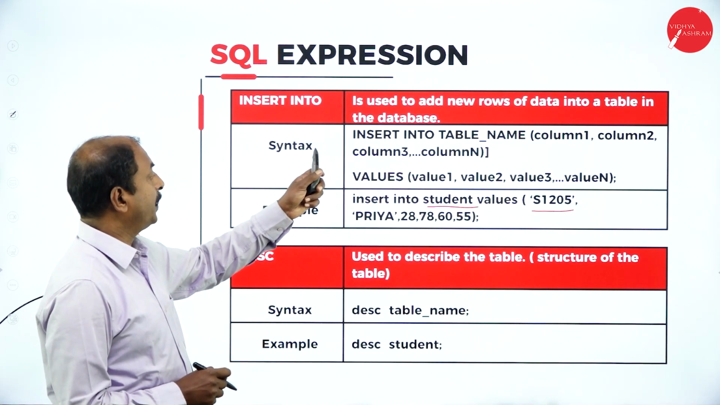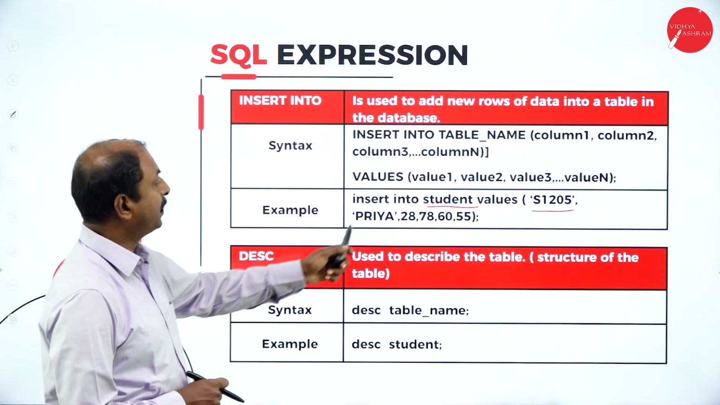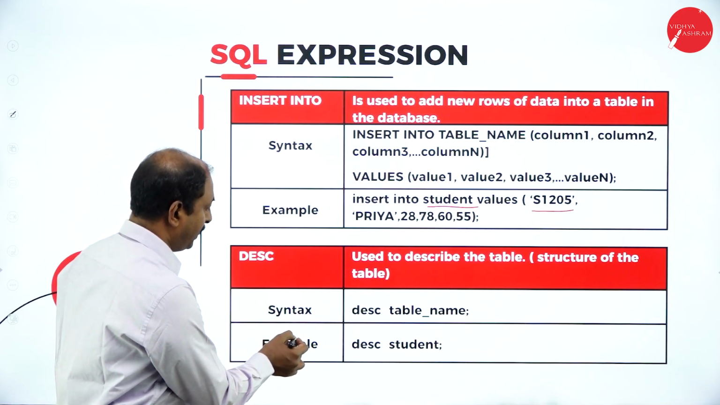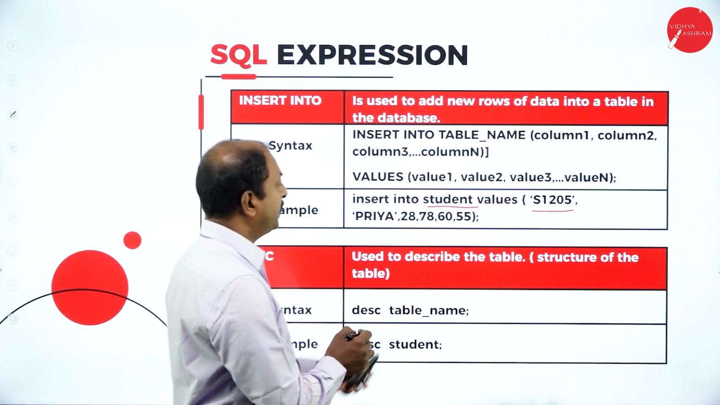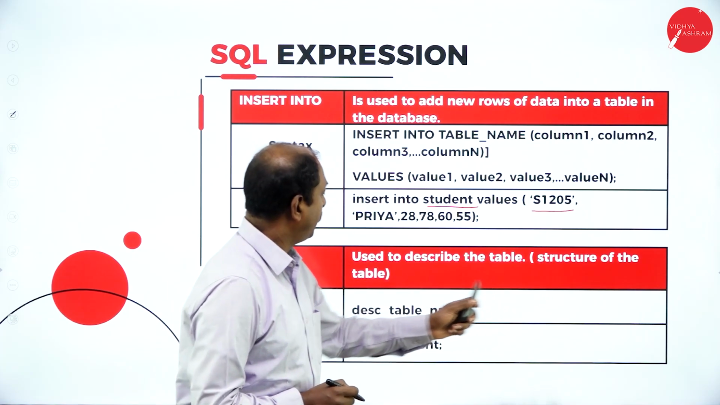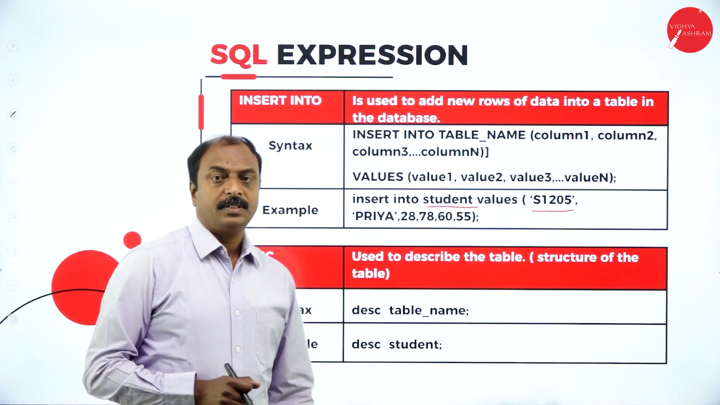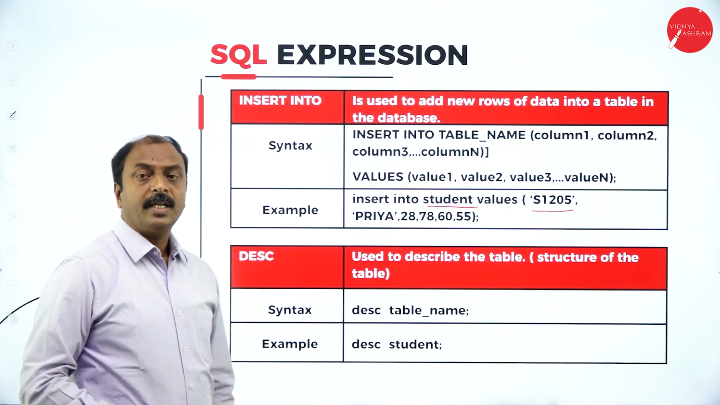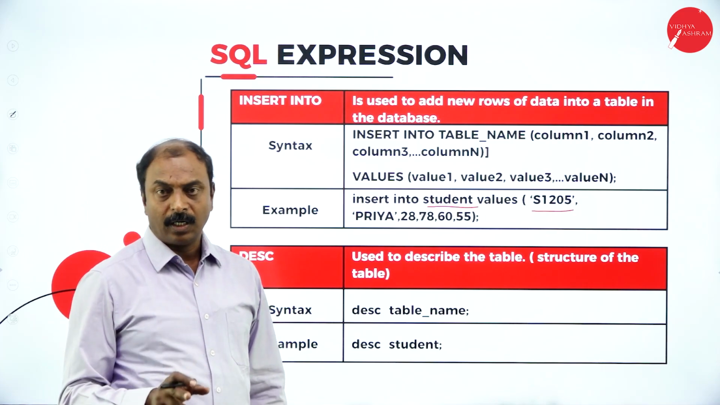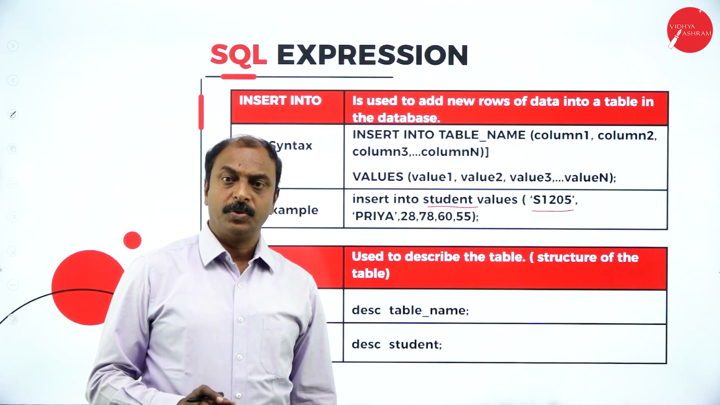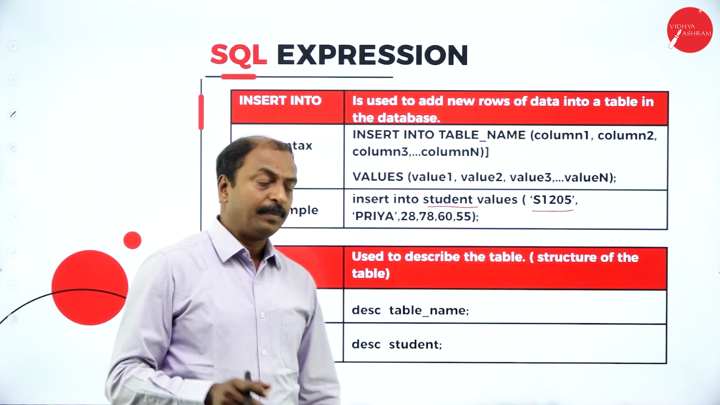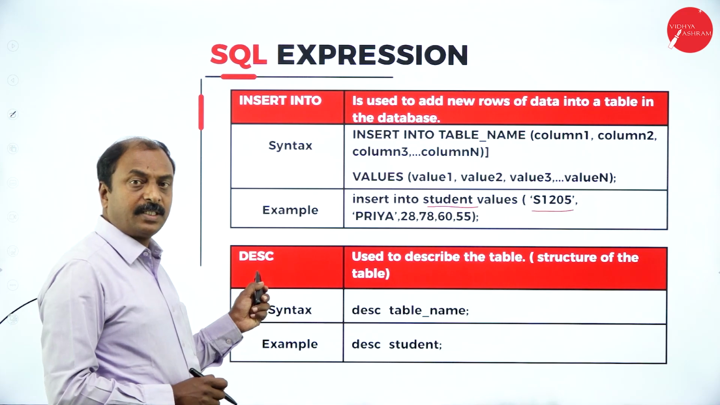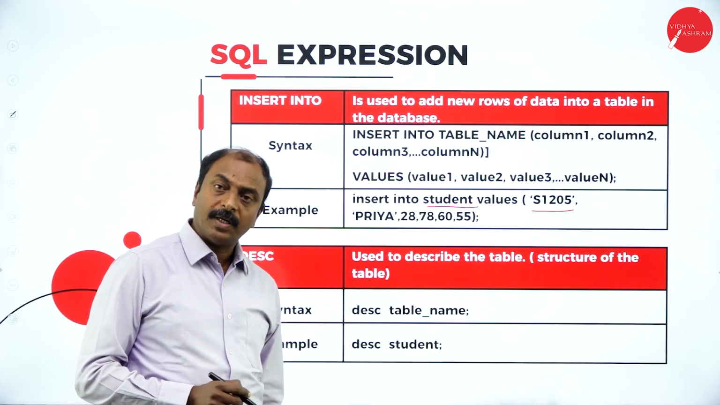So insert into is a command to store the data in a table. Next one is DESC. DESC stands for describe, to describe the table or structure of the table. So this is a command. With the help of this, we can see the structure of the table, and it says the number of columns along with the fields, attributes, size and data type. We display all the details of a table with the help of DESC, which stands for the describe command.